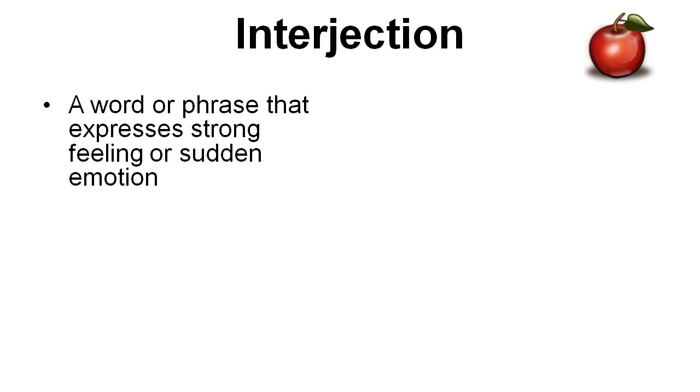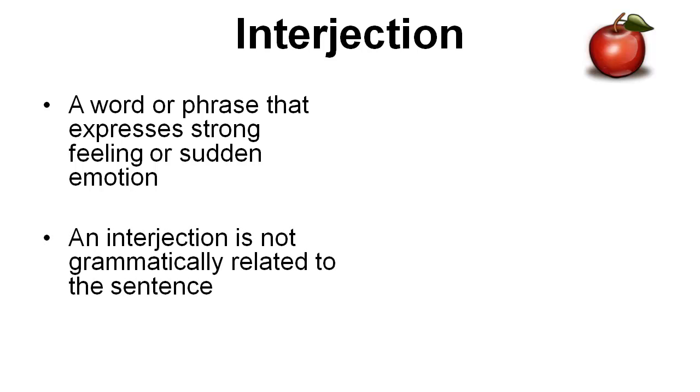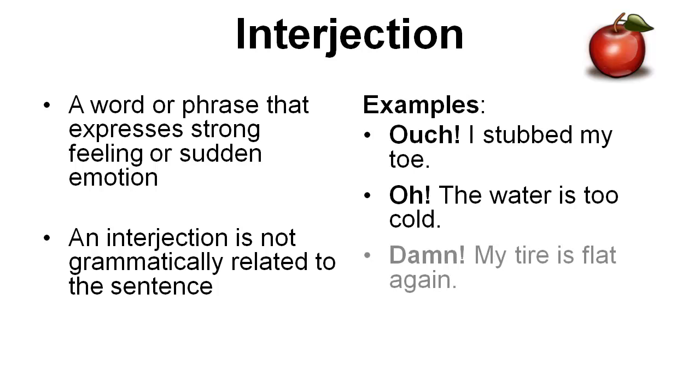An interjection is a word or phrase that expresses strong feeling or sudden emotion. An interjection is not grammatically related to the sentence, and for this reason, some argue that it is not a true part of speech, but we always include them in discussions of parts of speech. That's just a little fun fact for you. You know, you can throw out at dinner parties, if you will.